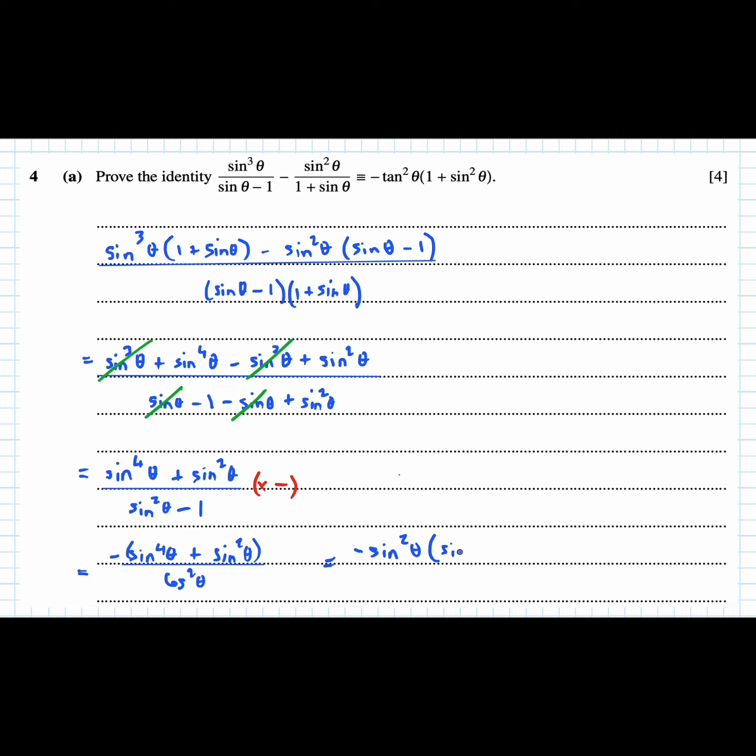So we're going to factorize our terms there. You could, of course, divide out your two numerators separately with cosine squared theta, but I've just put it together in one go. And from there, of course, sine over cosine is tan, so you get your answer. So minus tan squared theta, and brackets then 1 plus sine squared theta.